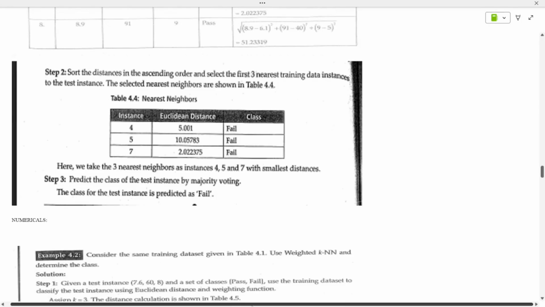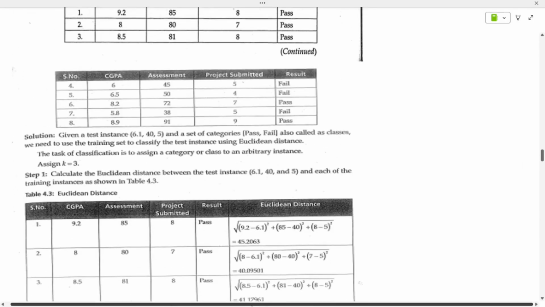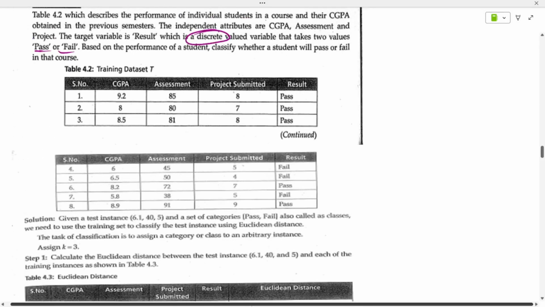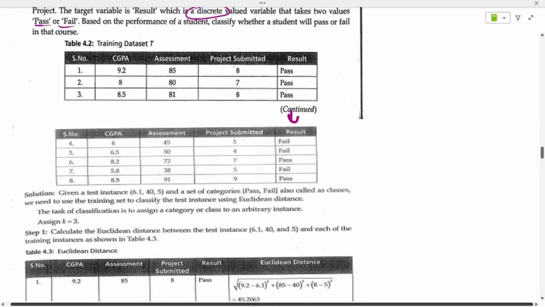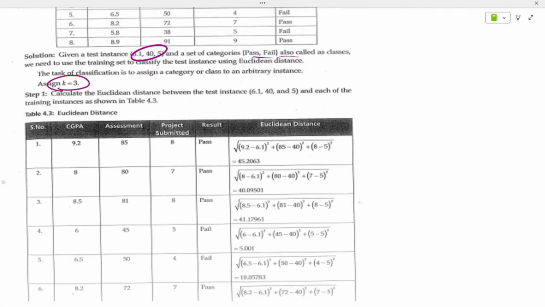You are finding here the nearest neighbor, KNN you are applying. Given a data set, first what you will be doing is, given a test instance, they have given this in the question: 6.1, 40 and 5. You have to check for this instance whether the class is pass or fail. Now assign k equals 3, that is k nearest neighbor, so you will be applying the value of k as 3.